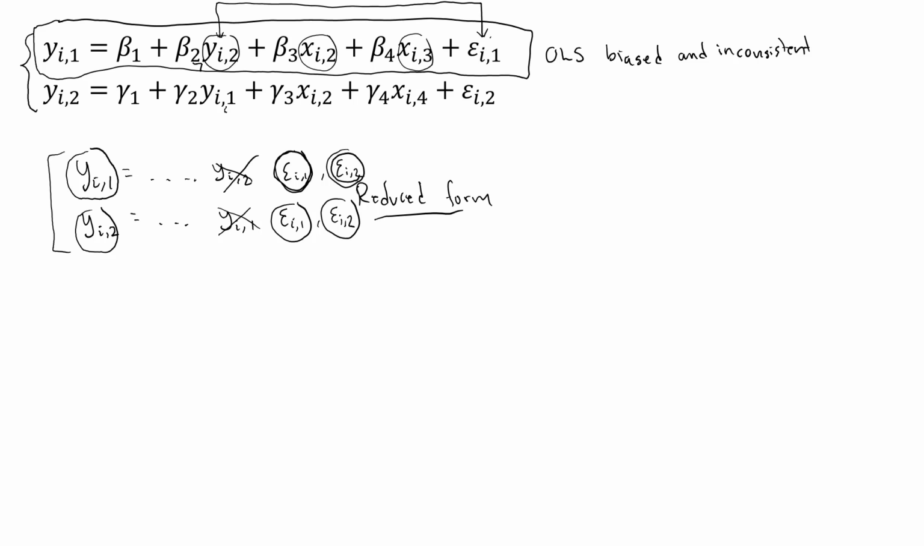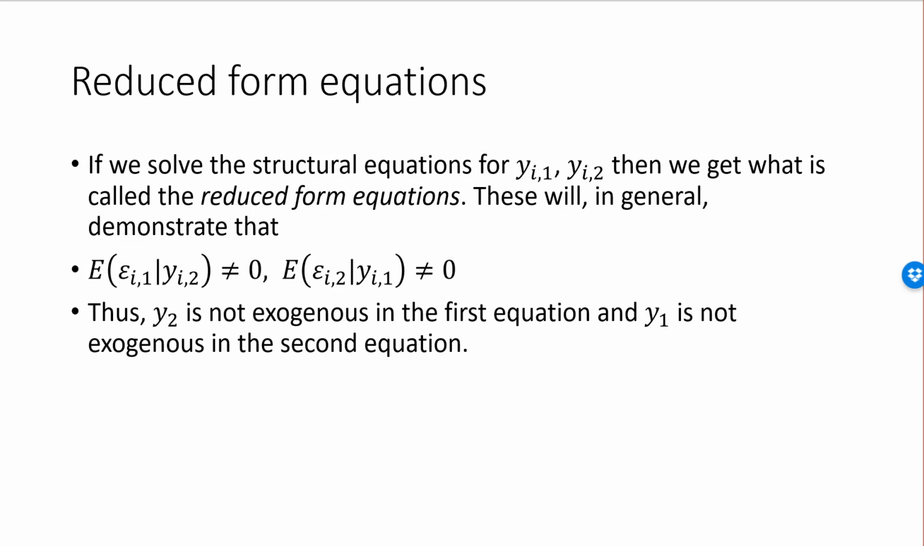If I try to estimate just the second equation, again, OLS will give you biased and inconsistent results. In this case, the culprit is here. That is not going to be an exogenous explanatory variable. So to summarize, y2 is not exogenous in the first equation and y1 is not exogenous in the second equation. Endogenous variables that appear as explanatory variables in another equation cannot be exogenous in those equations.